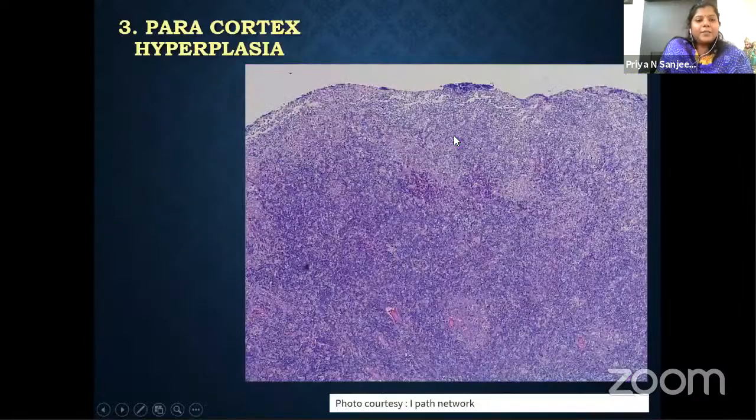The third pattern is paracortex hyperplasia. Paracortex expansion leads to the loss of nodal architecture, and it can be seen in reactive lesions, especially viral lymphadenitis caused by Epstein-Barr virus, cytomegalovirus, and HSV virus. Even in lymphoma, sometimes we can see paracortical hyperplasia.